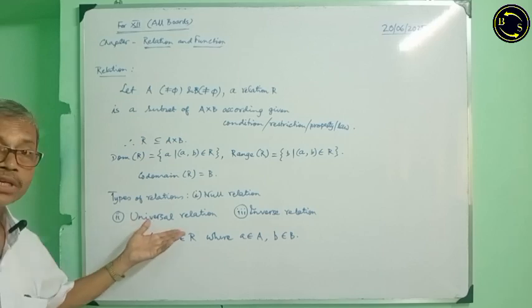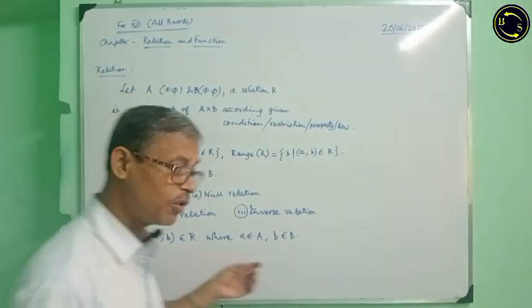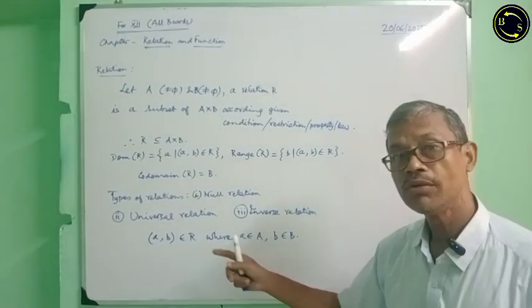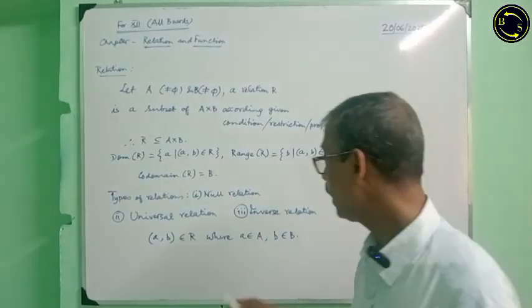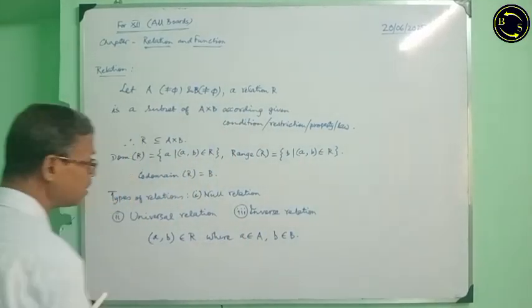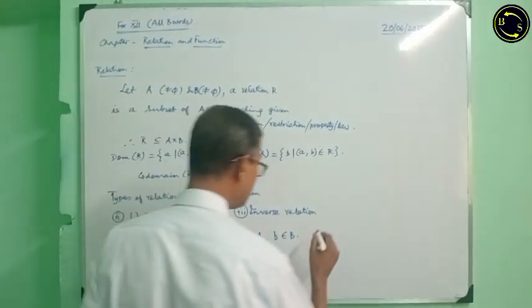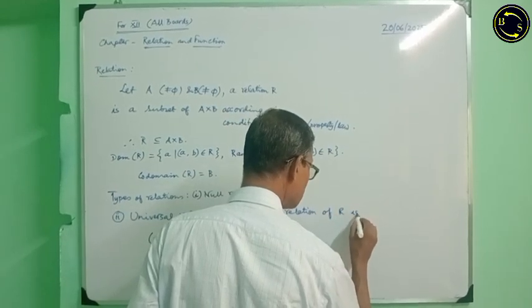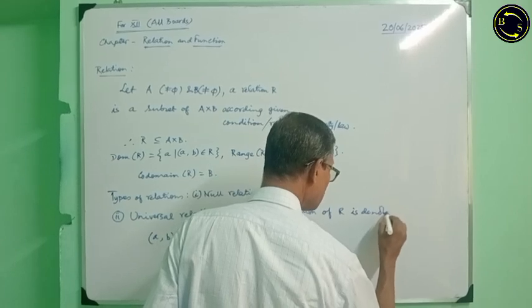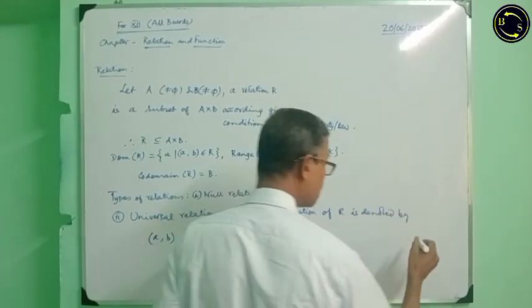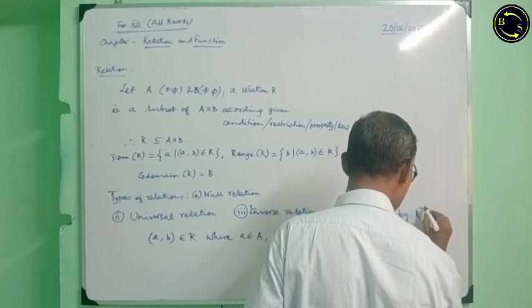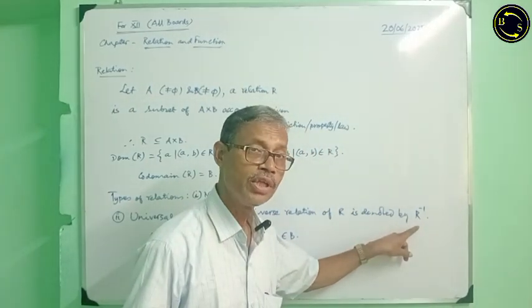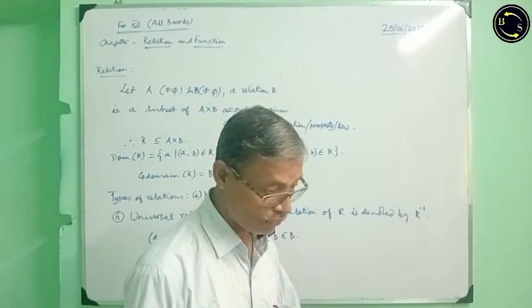In case of universal relation, all possible ordered pairs (A, B) will be members of the universal relation, and inverse relation of R is denoted by R. Symbol of inverse relation is this one. You have to pronounce it R inverse.